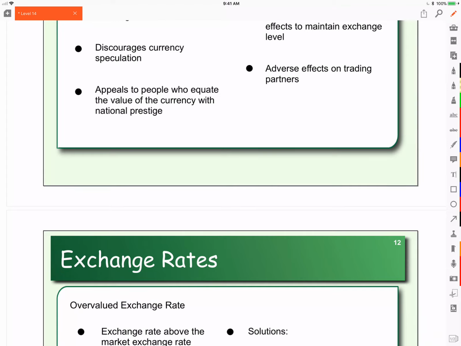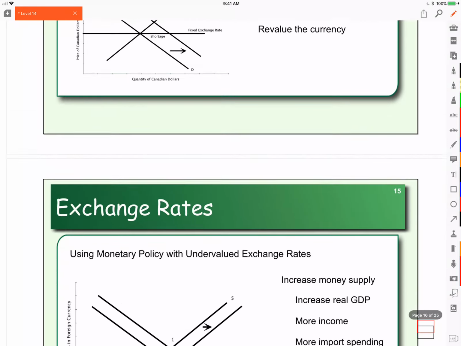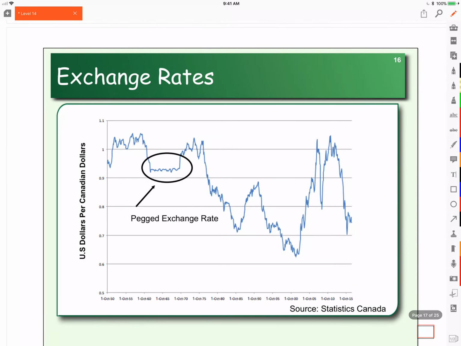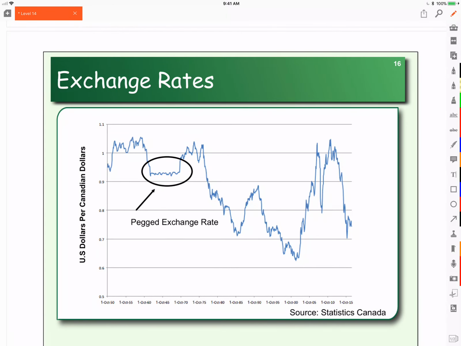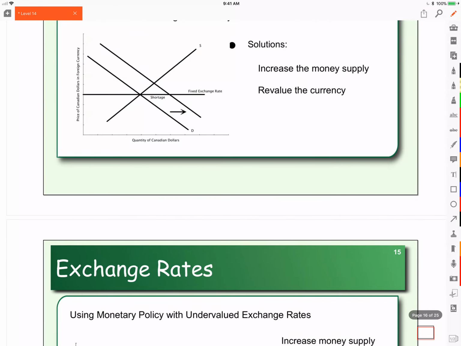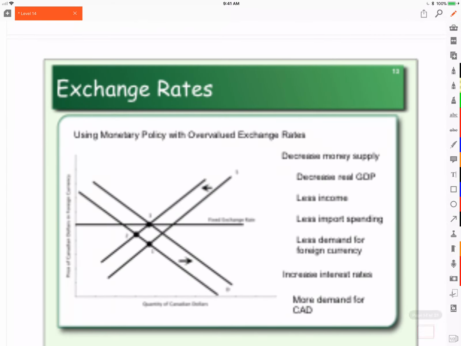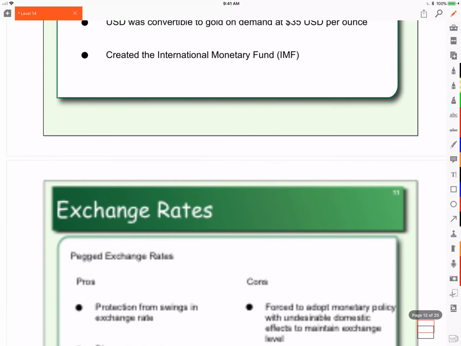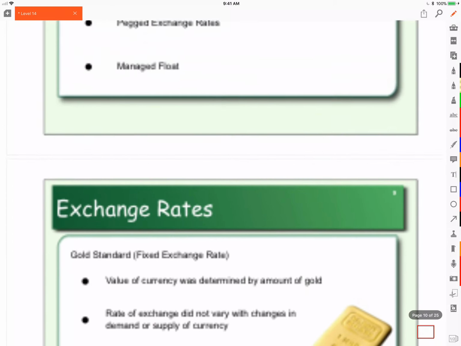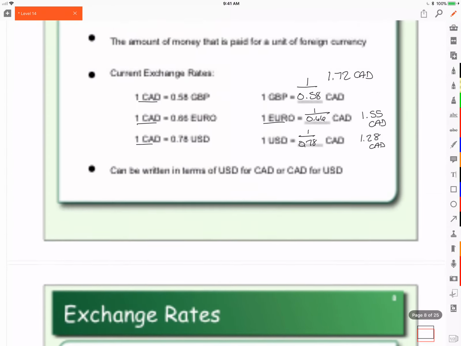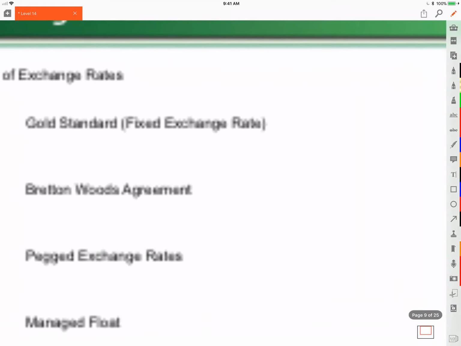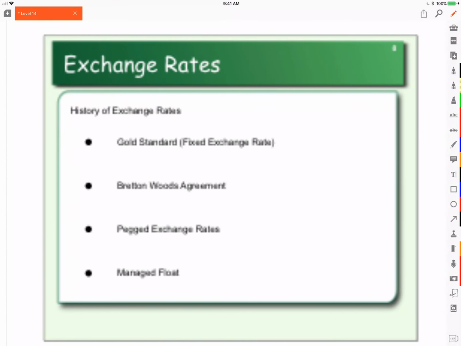Where's my graph? I'm just going to flip through for a second. So when you look at a Canadian to US exchange rate, you can see this period of time where we had a pegged exchange rate. So what we're going to do, in the next video, is look at how pegged exchange rates work. But if we go back to the history, of course now it's all blurry.